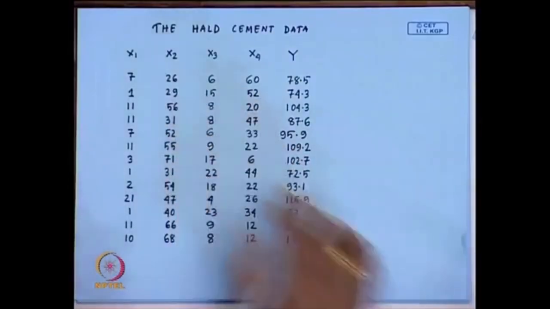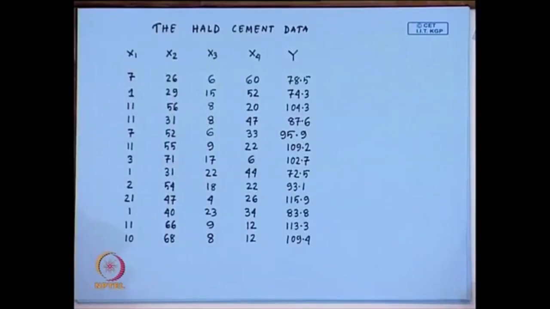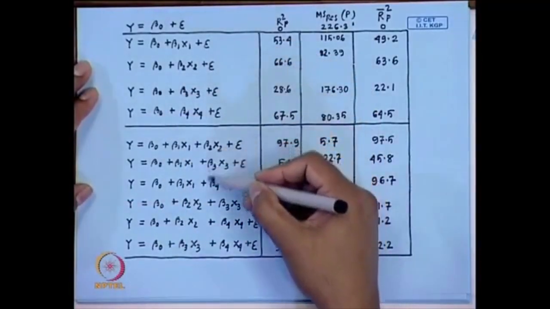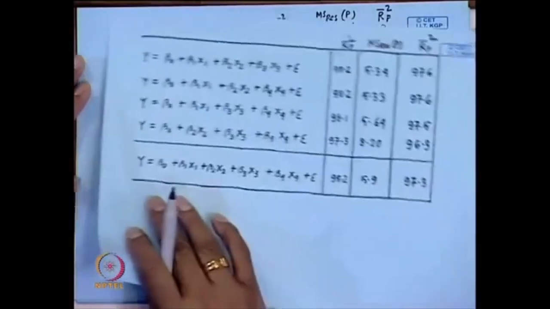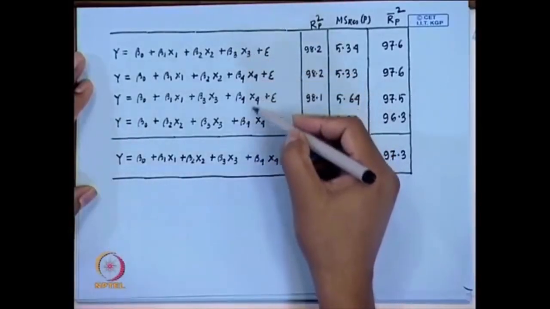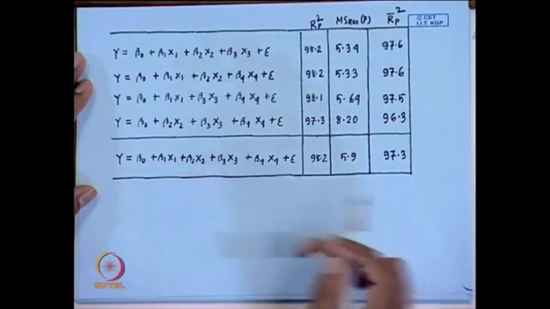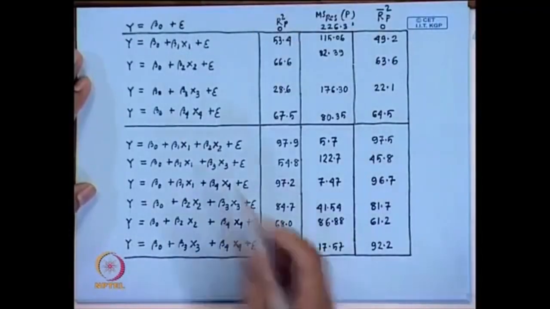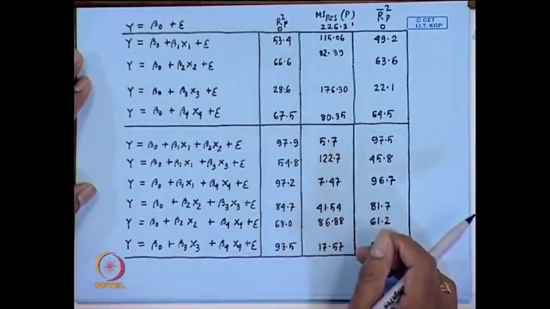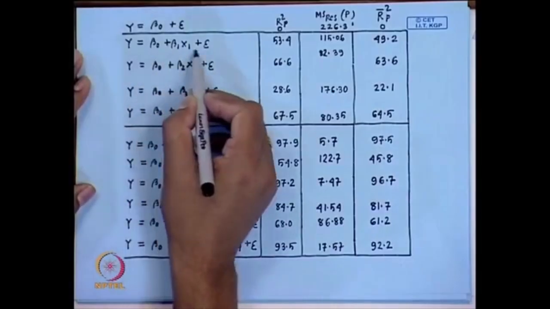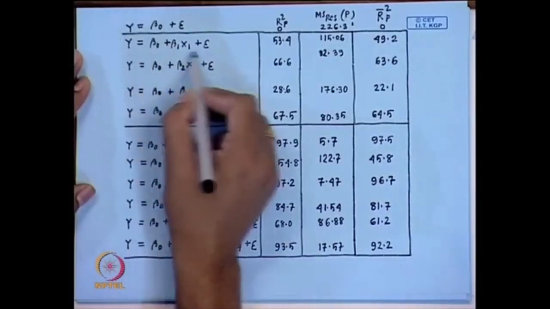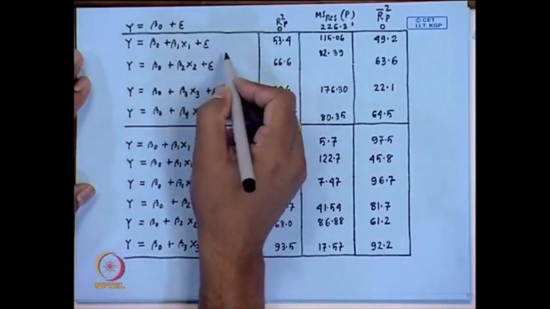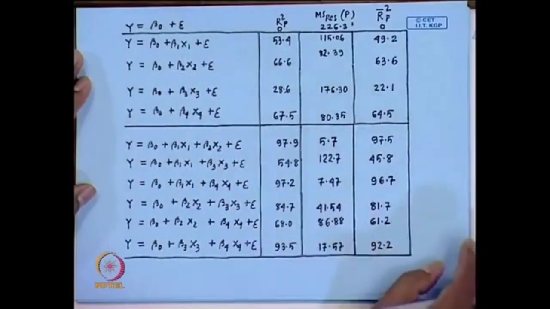So, there are four regressor variables. These are the possible models with one regressor, these are the possible models with two regressors, and these are the possible models with three regressor variables, and this is the model with four regressor variables. Now, what we need to do is fit each of them, and once you have the fitted model, for example involving x 1, you can compute the SS residual, SS total, and from there you can compute the coefficient of multiple determination.